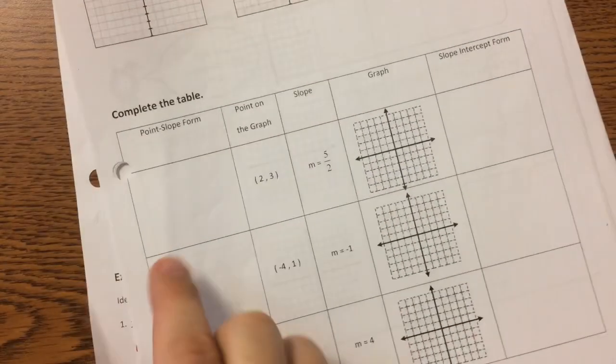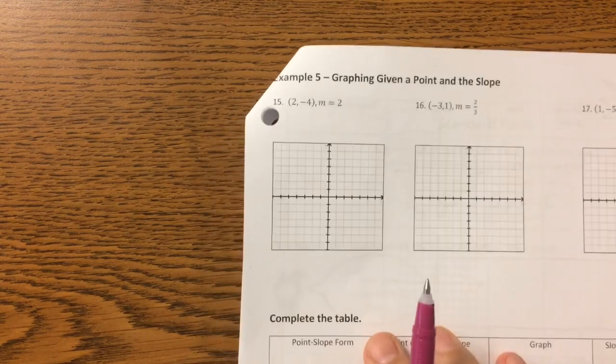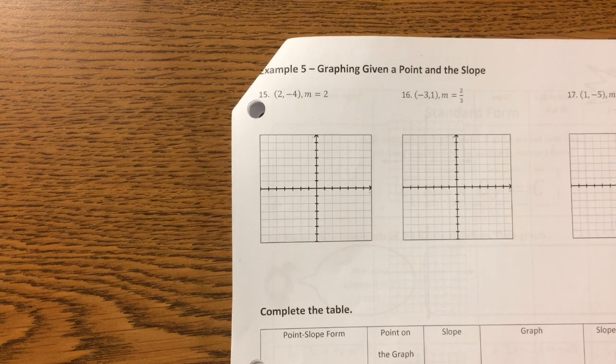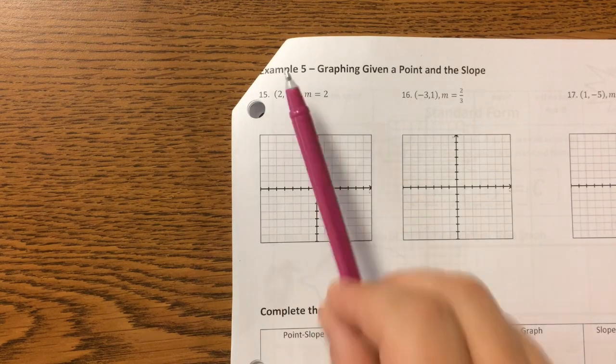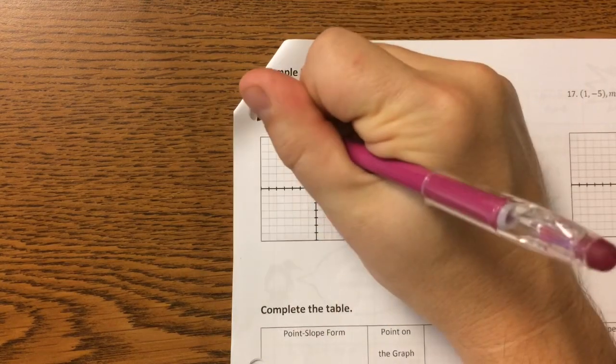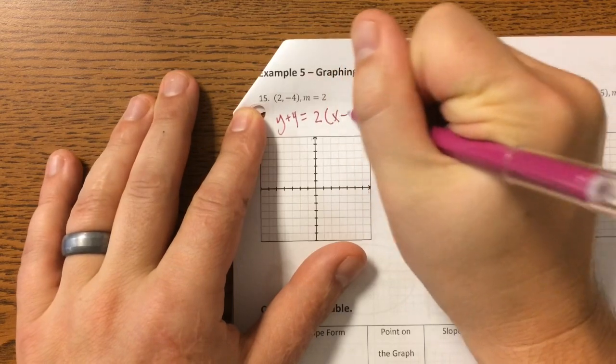So yeah, let's turn off. So now we're going to get to the graphing piece of this. So let's start by writing the equation. We're given a point and a slope, so we're going to write it in point-slope form, obviously. y plus 4 equals 2 times x minus 2.